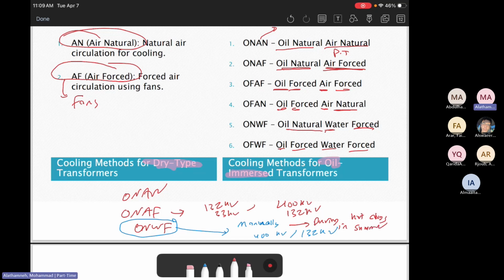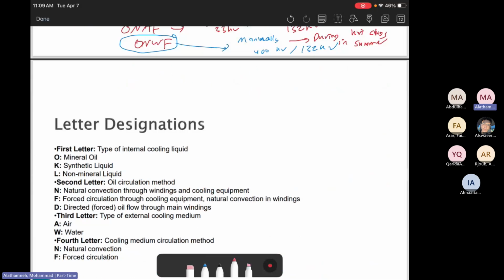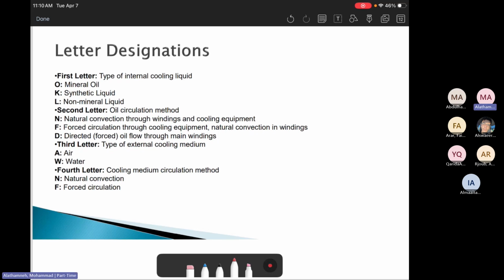Okay, so you need to distinguish what ONAN means, what ONAF means, what OFAN, OFAF, ONWF, OFWF, A and AF mean. It's very important for you to know the difference between all of them. Again, the first letter of the designation: O for mineral oils, K for synthetic liquids, L for non-mineral oils. Second letter for oil circulation method: N for natural, F for forced, D for directed. Third letter for type of external cooling: A for air, W for water. And the fourth letter for the cooling medium circulation, which is natural or forced.